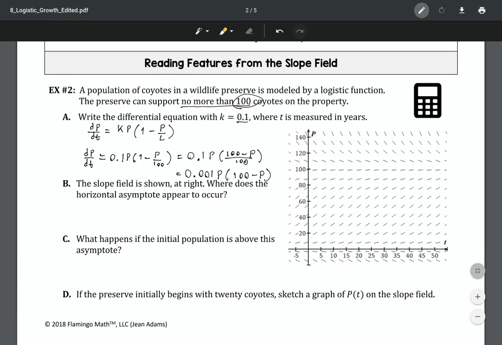Honestly, though, if you're going to use a calculator and they want to know how fast the population is changing, then I would probably use any of those formulas. They work just fine. It says the slope field is shown at the right. Where does the horizontal asymptote appear to occur? You can see that it gets really, really flat right here. So that's about 100, which makes sense because that's the carrying capacity.